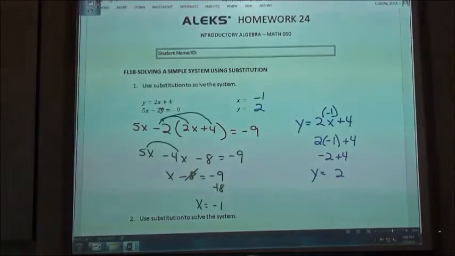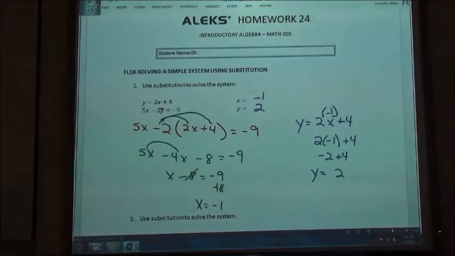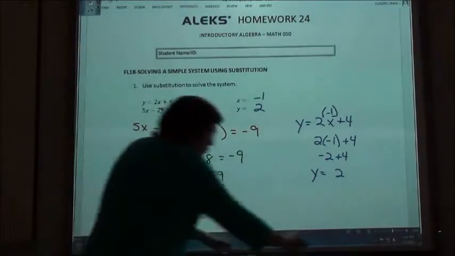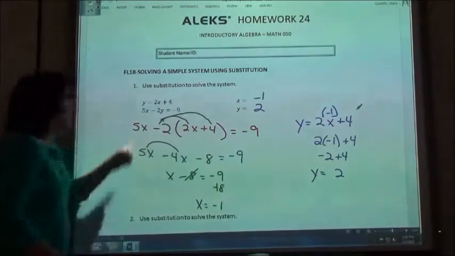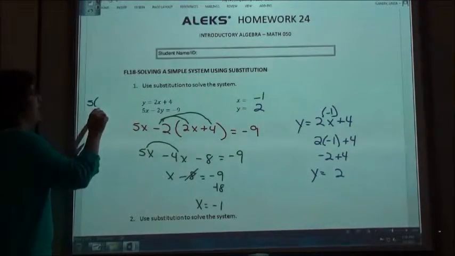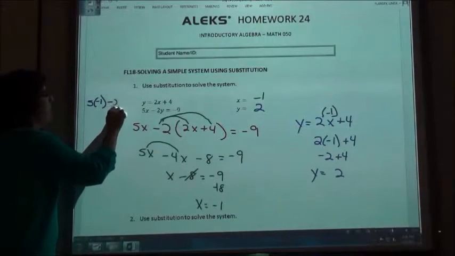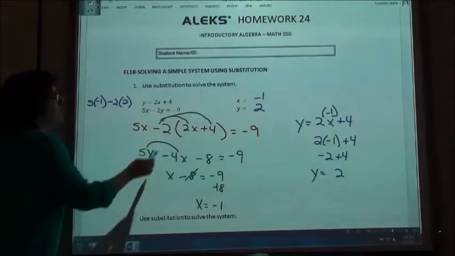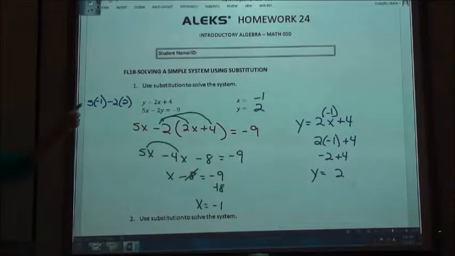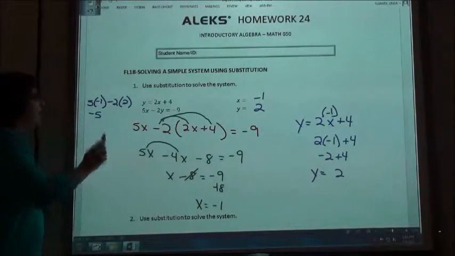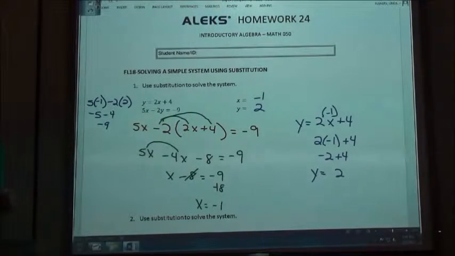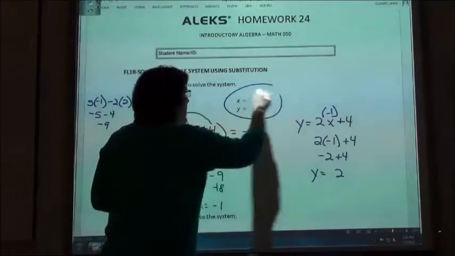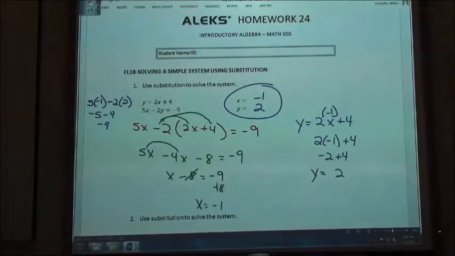y equals 2. Now if we really weren't sure if we did it right or not, we could check our answer by using this second equation and putting in the x and the y value. If I take 5 times the x value of negative 1 minus 2 times the y value of 2, do I get negative 9 for an answer? Well, 5 times negative 1 is negative 5. Negative 2 times 2 is minus 4. Sure enough, I do get negative 9, so yep, it checks out. I know I did it right. So negative 1 and 2 are your answers.